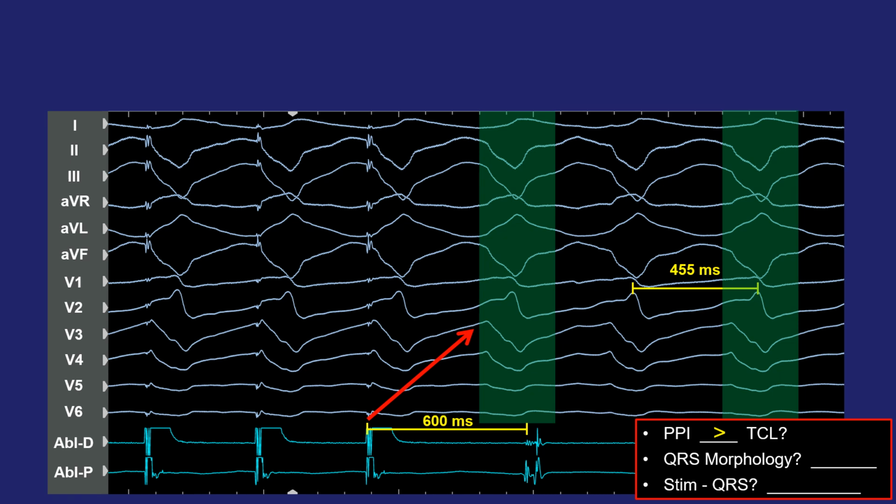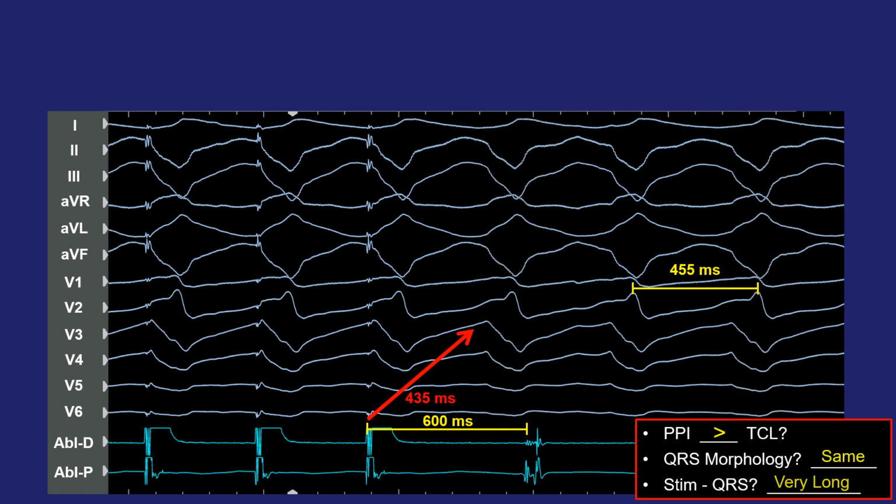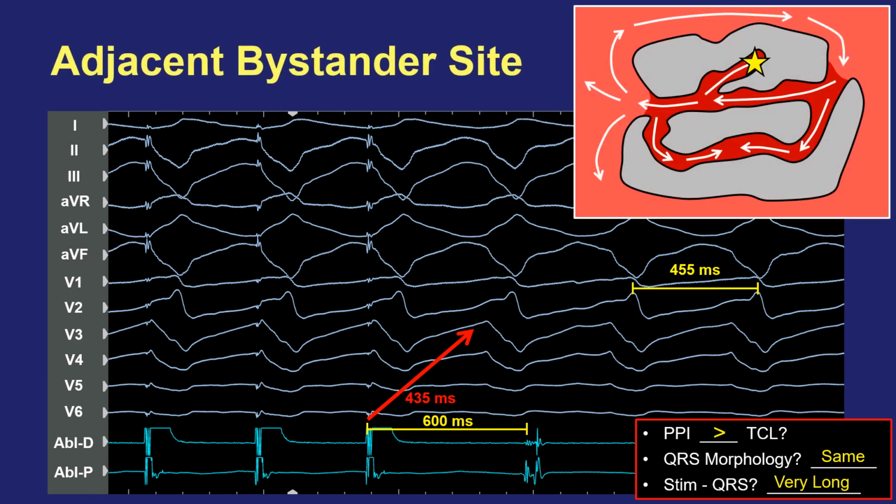But the problem is you're not in the circuit, and you know that from that long post-pacing interval. The stim to QRS, we don't need to know the exact percentage because we're not in the isthmus. I actually don't care about the percentage because the PPI is longer than the TCL, but it's very long. So how does this add together? What type of site is this? Well, this is that adjacent bystander site, right? This is the place where you get a really long stim to QRS, but it can look exactly the same as the VT because you're attached to the isthmus, but you're not actually in the isthmus. And if you ablate here, you're not going to terminate the VT circuit because you're in a blind dead end.